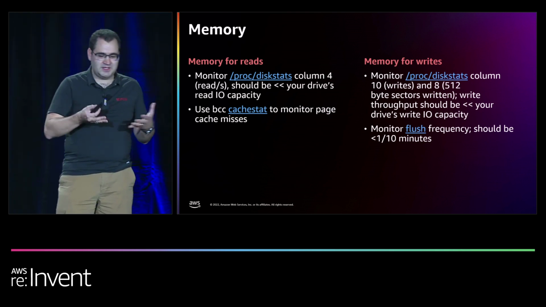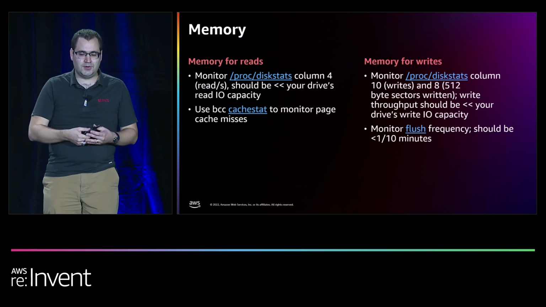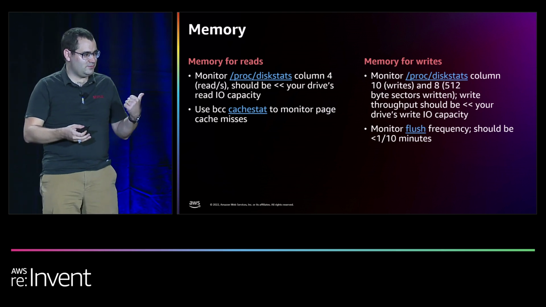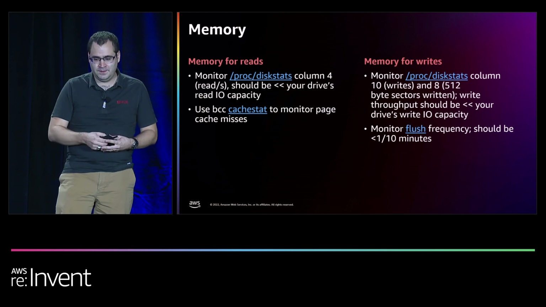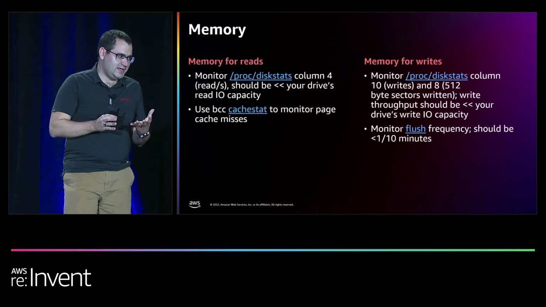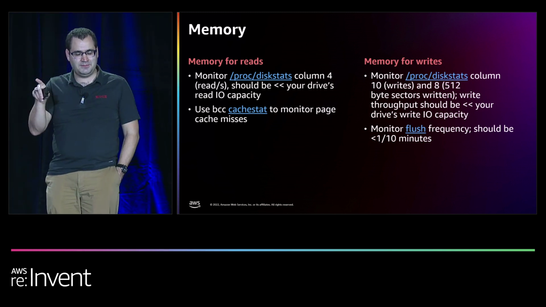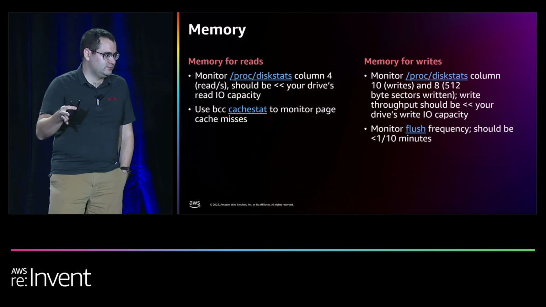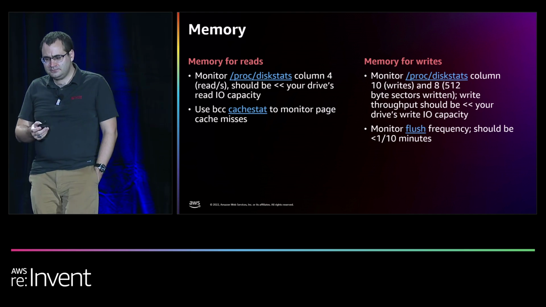This number, whatever the reads per second or writes per second is, should be significantly less than your drive's read I/O capacity. If you remember from that slide about the computers, we know how many read IOs every computer in EC2 can do. So we can know if we have enough memory for reads. And if you want to get really fancy, you can use tools like BCC's cachestat, which will give you the percentage of the time the kernel does a read and misses the cache or hits the cache. At Netflix, we don't actually get that fancy. We just use the proxy metric.